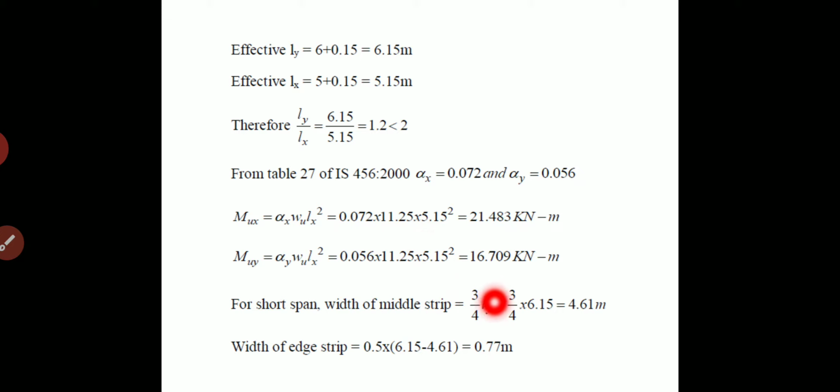And for the shorter span, the width of the middle strip is 3/4 LY, and for the edge strip it is 1/8 LY. So here we put the LY value: 3/4 into 6.15 equals 4.61 meter for the width of the middle strip, and the width of the edge strip is 0.5 into 6.15 minus 4.61. So the final width of the strip equals 0.77 meter.